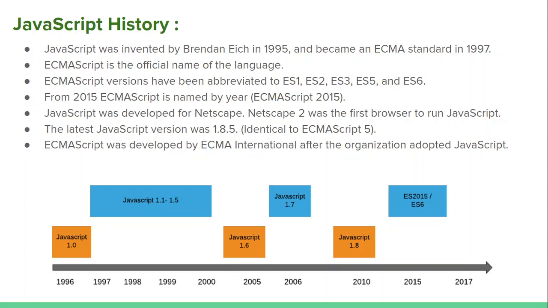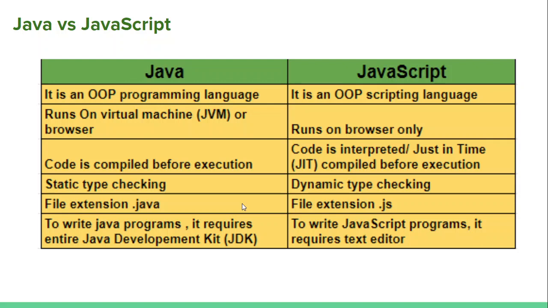Initially, JavaScript was developed for Netscape Navigator. Netscape 2 was the initial browser to run JavaScript. The latest JavaScript version is 1.8.5, that is identical to ECMAScript 5. ECMAScript was developed by ECMA International after the organization adopted JavaScript. If you see this image, you can easily understand the evolution history of JavaScript. Now let's see the differences between Java and JavaScript.